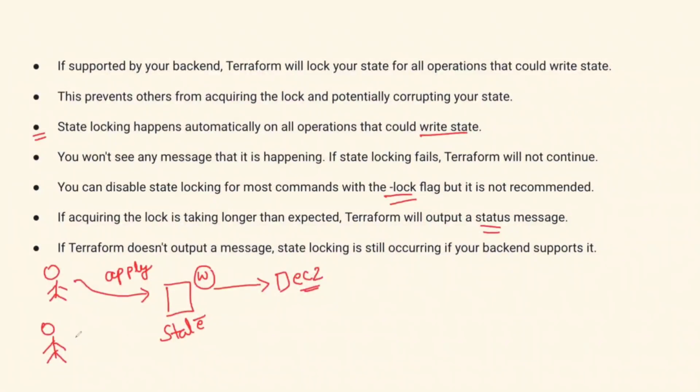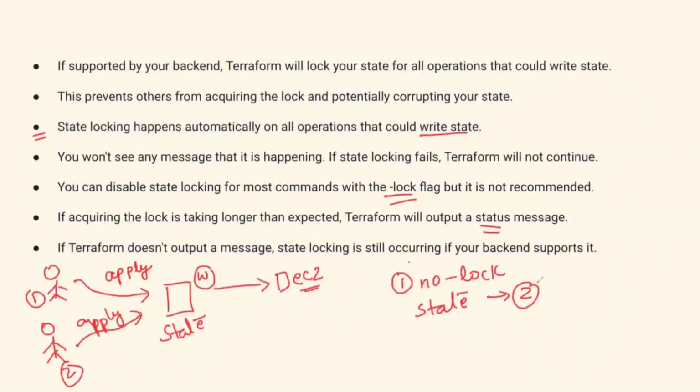At the same time, let us say that there is a user 2. This is user 1 and user 2. User 2 also is running apply on the same state file of EC2. What should happen? Now, if there is no Terraform lock, scenario 1, what could happen is the state file will get corrupted, right? Because two people are writing at the same time, and there could be a chance that it would corrupt our state file. And it is also not preferable.